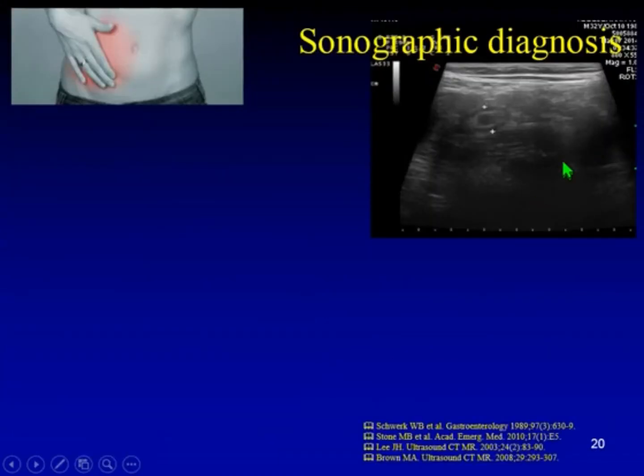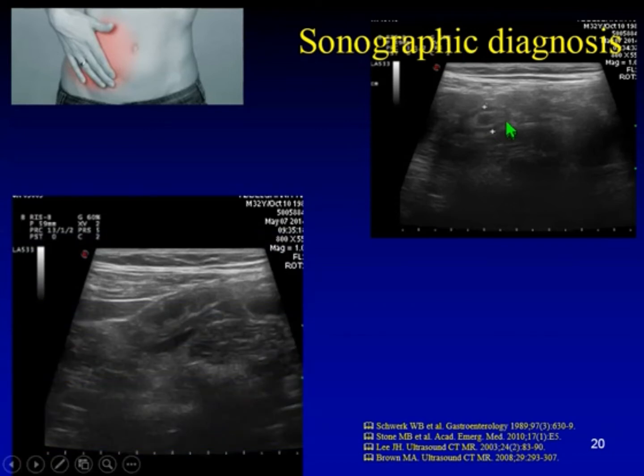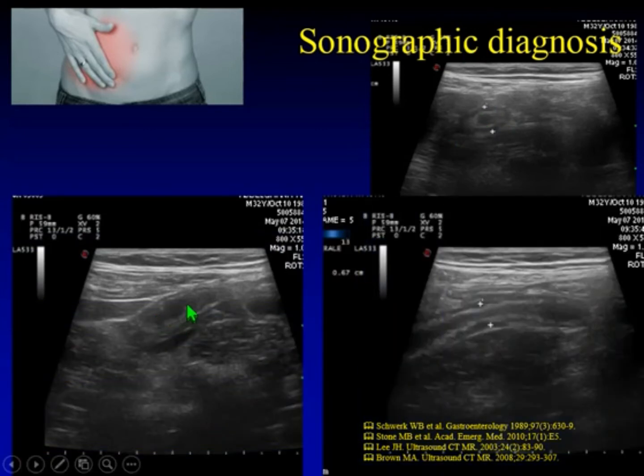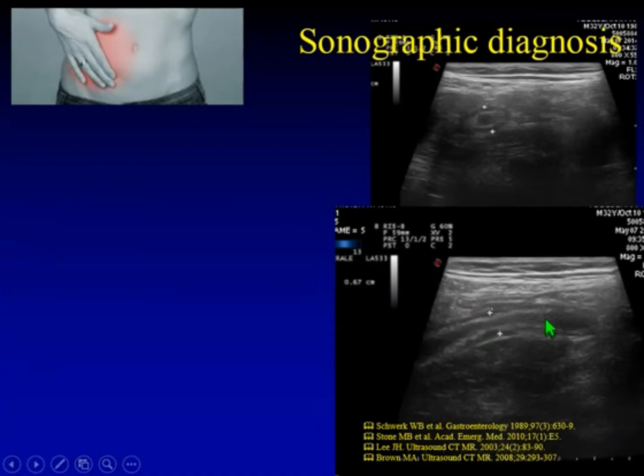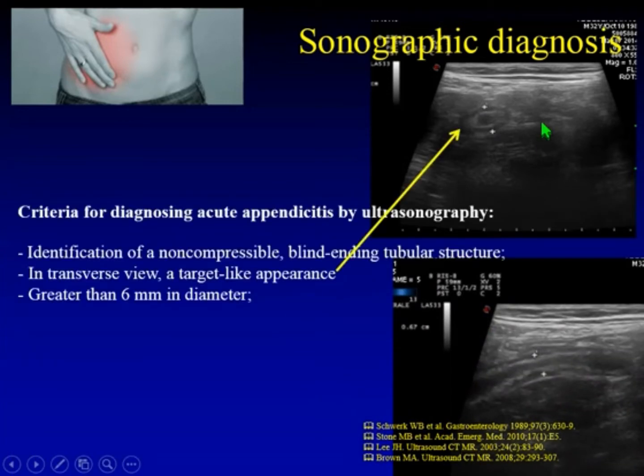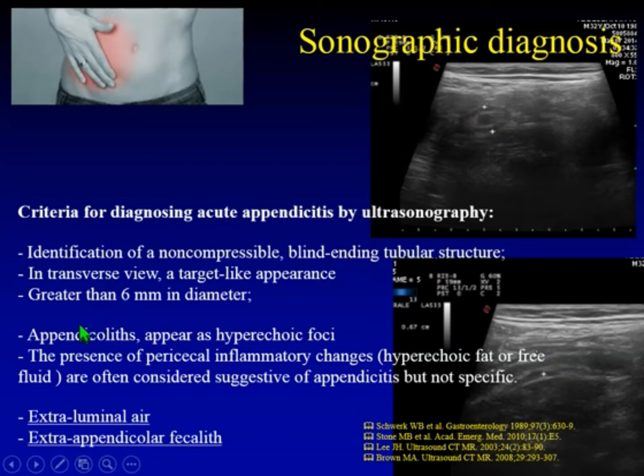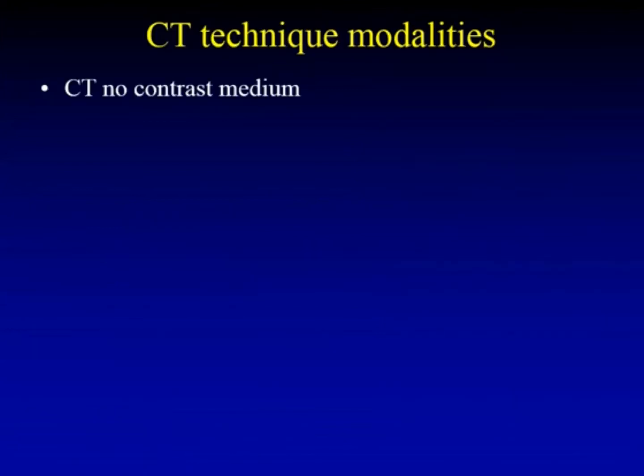The conventional sonography findings are well known. In axial, this is the last iliac loop near the pathological appendix. We know that the aspect of the target sign is typical, that the pathologic appendix is a non-compressible, blind-ending tubular structure, and we may find inside an appendicolith. Extra signs to be sure of our diagnosis: extraluminal air or extra-appendicular fecalith are found. Obviously, the changes of the fat around the appendix are very important.